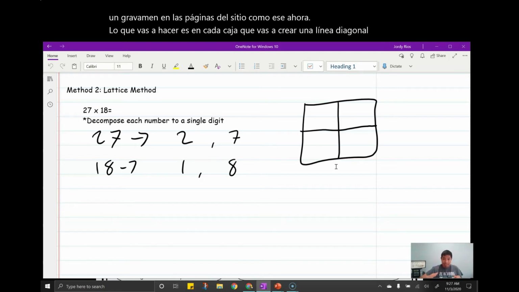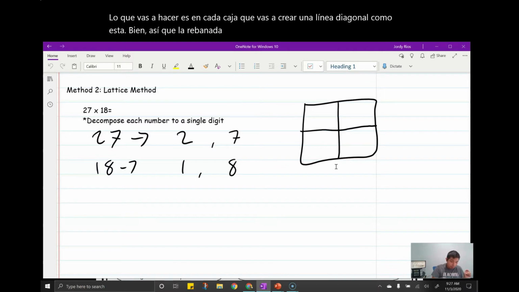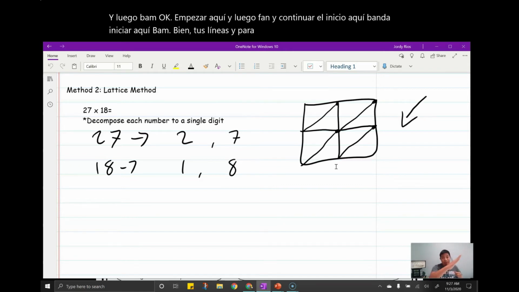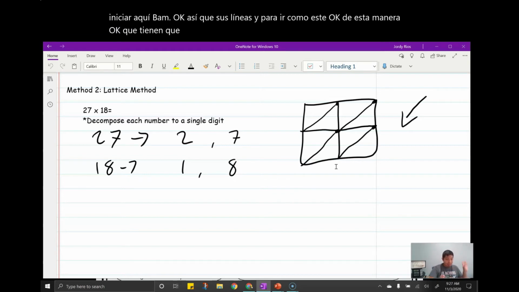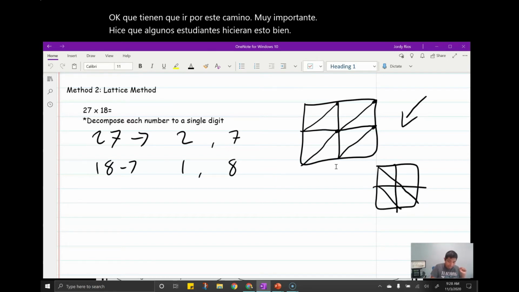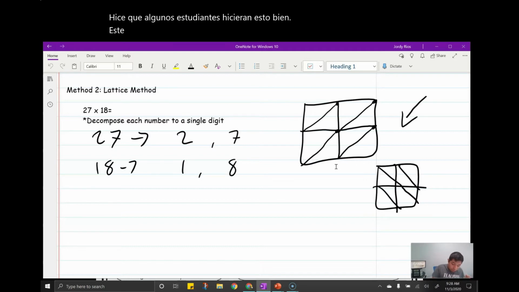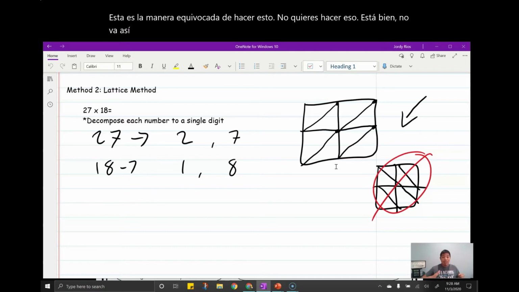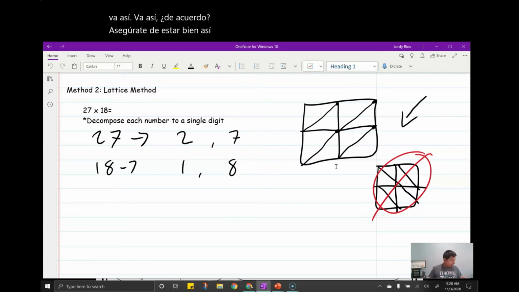So slice, slice, diagonal just like this. Start from right here, and then bam. Start up here, and then bam, and then continue. So your lines need to go this way. Very important. I had a few students do this. This is the wrong way to do this. You don't want to do that. It doesn't go like this. It goes like this. Make sure you know. That's how we create the box.